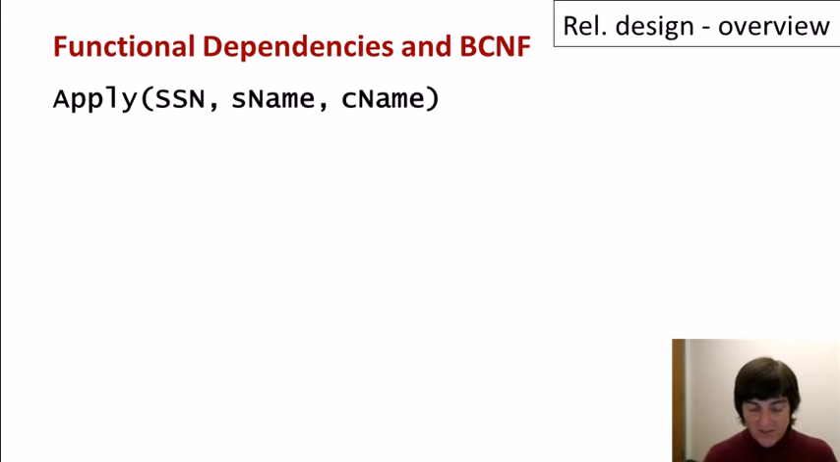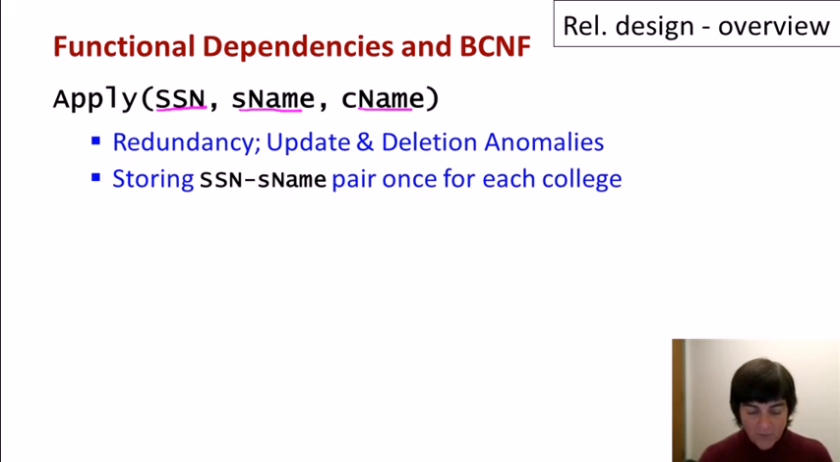We'll use a very simple example, an abbreviated version of our apply relation that has student social security numbers, the student's name, and the colleges that the student is applying to. Even this small relation actually has redundancy and update and deletion anomalies. Specifically, let's say that our student 123, Ann, applies to 7 colleges, then there will be 7 tuples, and there will be 7 instances where we know that the student with social security number 123 is named Ann. Specifically, we're going to store for every student the name and social security number pair once for each college that they apply to.